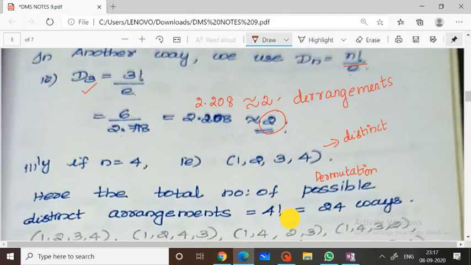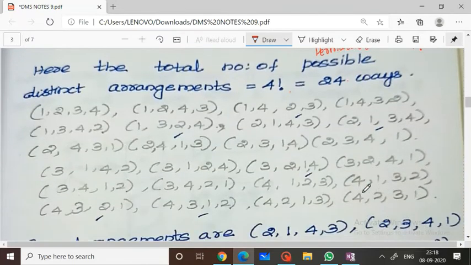4 factorial equal to, that means the first place can be filled in 4 ways, second place can be filled in 3 ways, and the next place, third place can be filled in 2 ways, and the last place can be filled in 1 way. So 4 into 3 into 2 into 1, which is equal to 4 factorial. Totally 24 ways are there. So for example, for you I have written here the 24 ways.